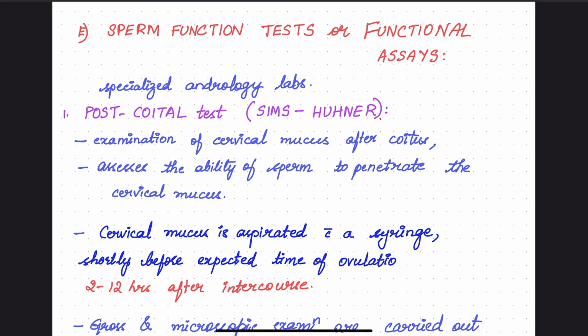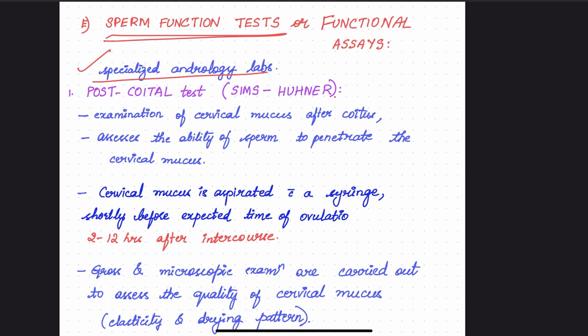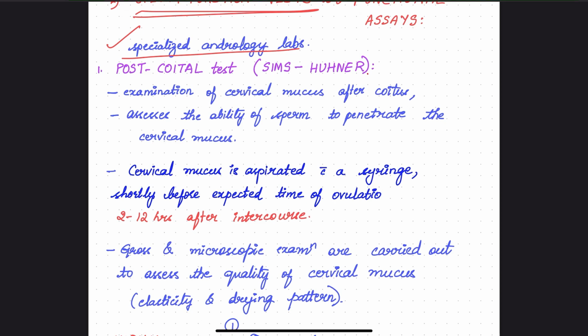After biochemical analysis, you do a sperm function test, that is, functional analysis. These are done only in specialized andrology labs, and these tests are non-specific, meaning they are not confirmatory. Along with other tests, you can come to a conclusion, not with functional tests alone. A few of the sperm function tests: firstly, the post-coital test, or Sims-Huhner test, as the name suggests, the after-coitus test.